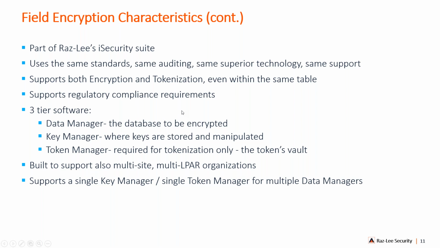The software is built of 3 parts. Data manager, this is the part which works with the data itself. It provides it for the encryption and decryption at the time that is needed. The key manager, which handles all the keys, and we already mentioned that there are 3 levels of keys which we have to use. And the token manager, so that if we use tokenization, then the token manager is an entity by itself. Actually, each one of these 3 tiers can reside on a different system.